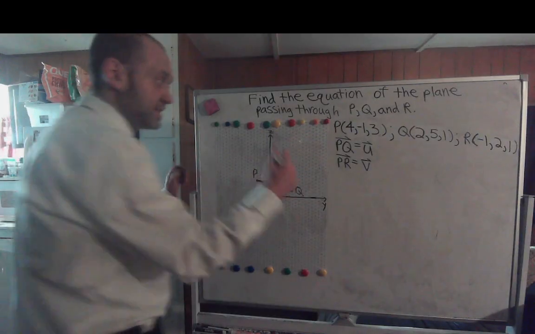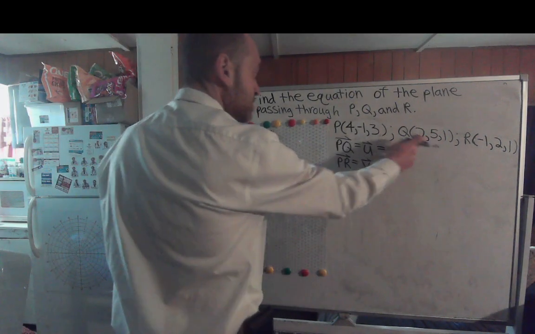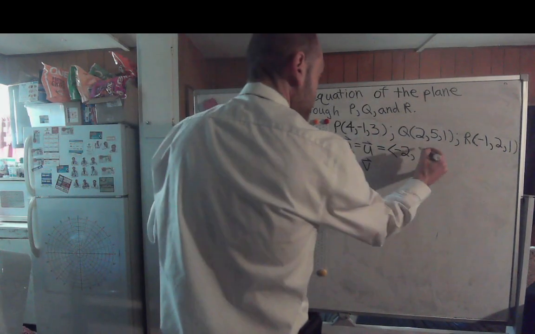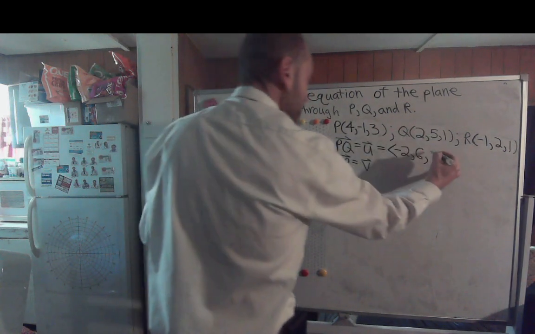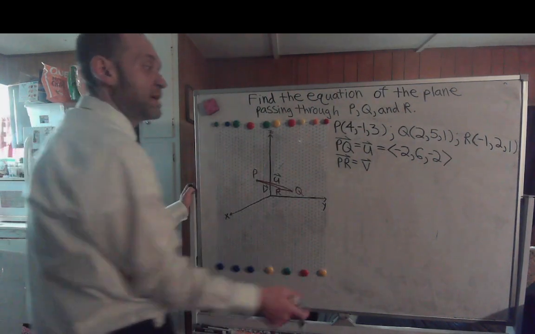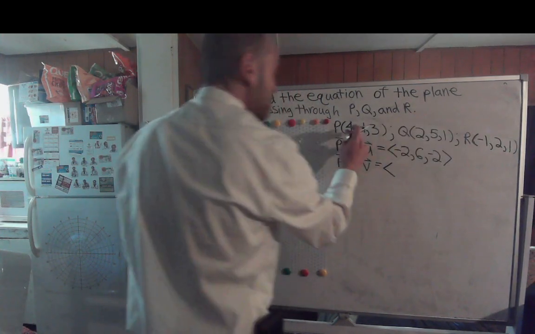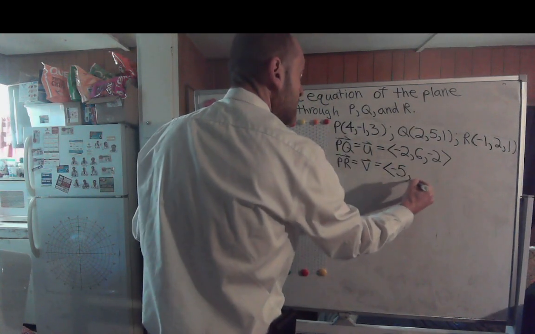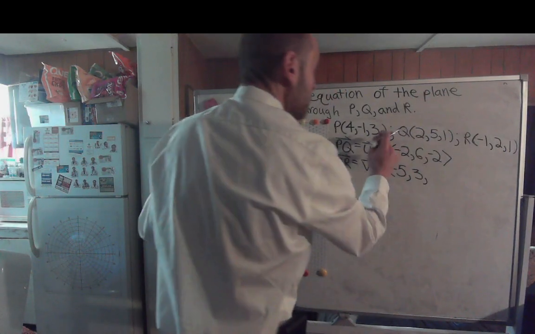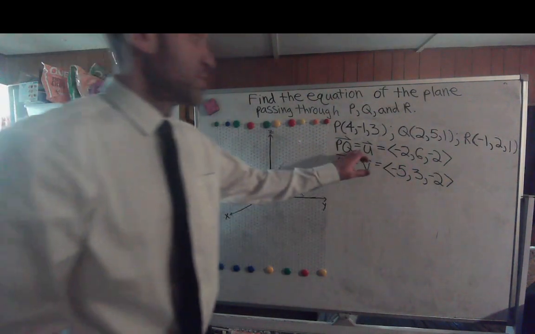Alright, so let's find these vectors. Vector U, if we take the vector from P to Q, 2 minus 4 is negative 2. 5 minus negative 1, that's 5 plus 1, which is 6. 1 minus 3 is negative 2. So vector U turns out to be negative 2, 6, negative 2. Now let's find vector V by finding the vector from P to R. So negative 1 minus 4 is negative 5. 2 minus negative 1 turns into 2 plus 1, which is 3. 1 minus 3 is negative 2. Alright, so now we have vectors U and V.